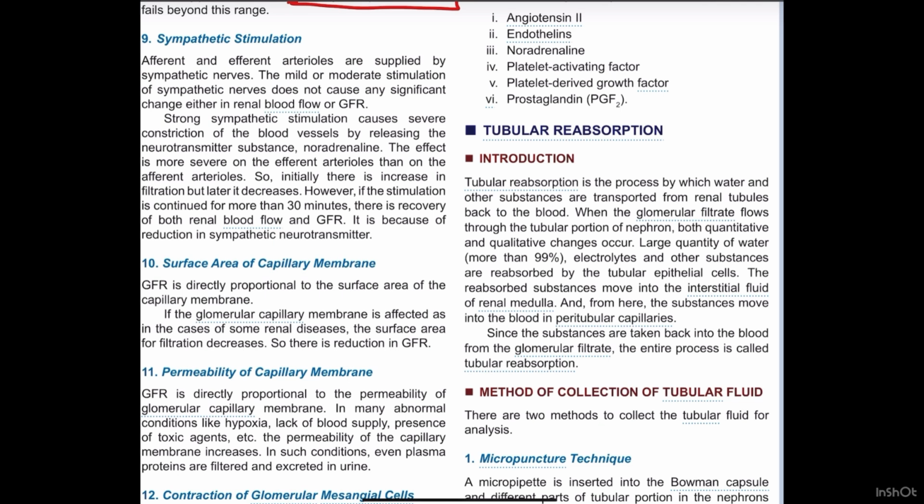So within 30 minutes, constriction takes place because of the sympathetic nervous system. The main function of the sympathetic nervous system is constriction of the blood vessels. So which blood vessel is important here? That is the efferent arteriole. It creates more effect on the efferent arteriole, where it produces adrenaline or noradrenaline, which act on it. As a result, blood vessel constriction takes place. Blood pressure will be increased, so the glomerular filtration rate also increases.